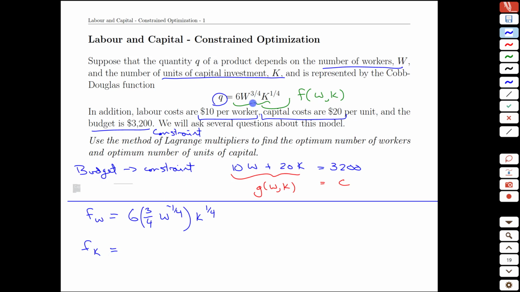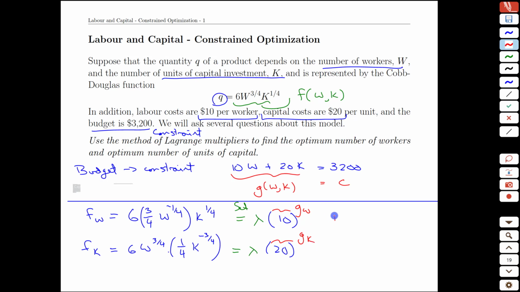We then do the same calculation with K as our variable. So 6 and W to the 3/4 are constants. K to the 1/4, when we differentiate, we get 1/4 K to the 1 less, which is -3/4 as the exponent. We then set those equal to lambda times the G derivative. The derivative of G with respect to W is just 10, and the G derivative with respect to K is 20. This is our GW derivative, and this is our GK derivative.